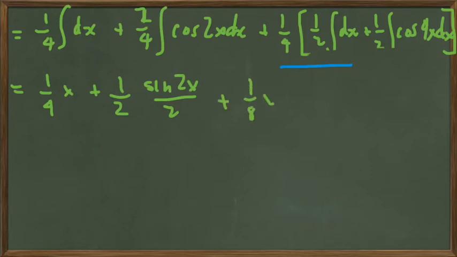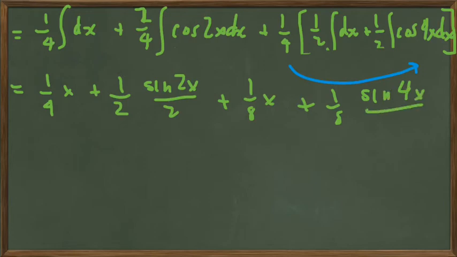1/8 x, and then we integrate this 1/4 across here, and we integrate this 1/4 across here, and when we do that, we get 1/8 times sine of 4x over 4 plus c, and then we're going to combine everything together to get this.